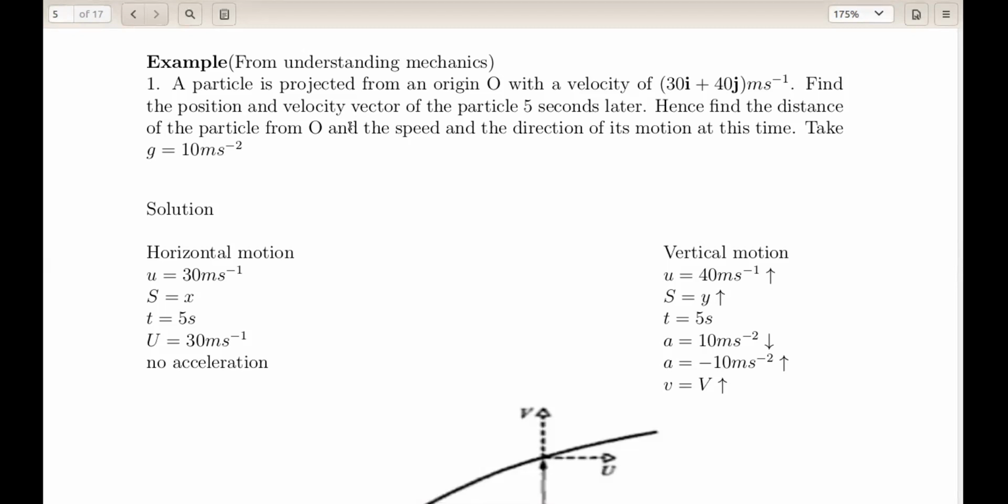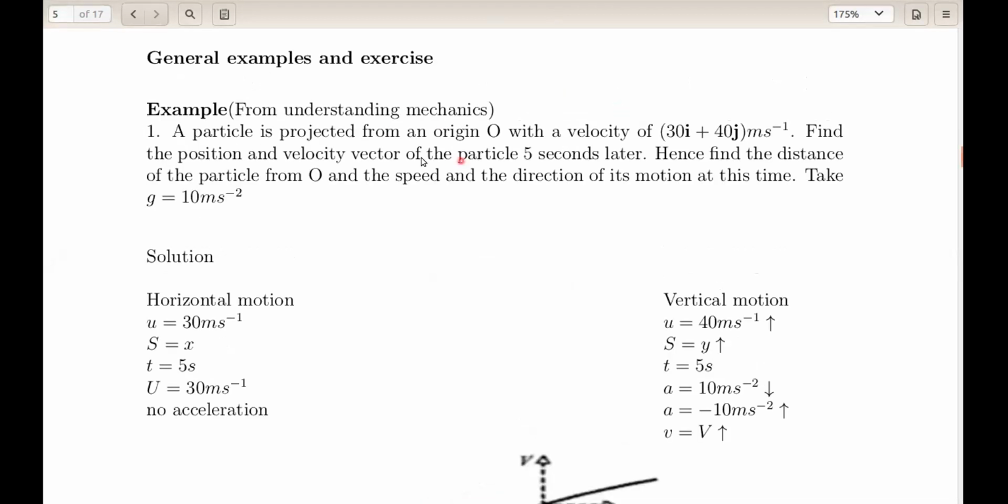So, the girls, let's go through this. Given the background of what we have been looking at, let me use some annotations here. A particle is projected from an origin O with a velocity 30i plus 40j. So this means that it has 30 meters per second horizontally and 40 meters per second vertically. Find the position and the velocity vector of the particle 5 seconds later. Hence, find the distance of the particle from the origin and the speed and the direction of its motion at this time. Take acceleration due to gravity to be 10 meters per second squared.